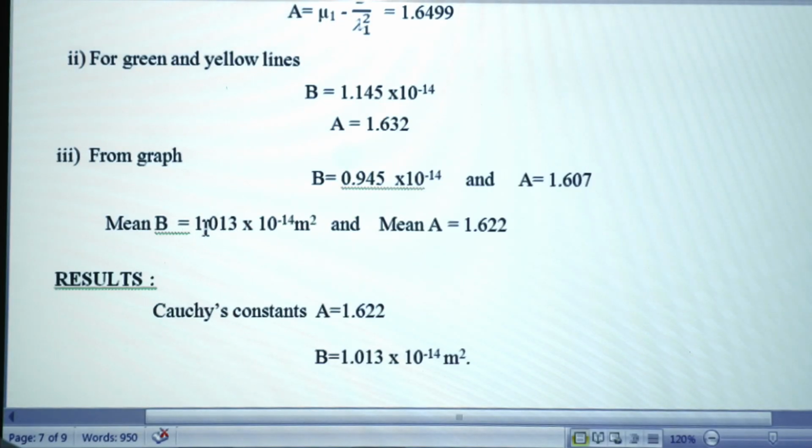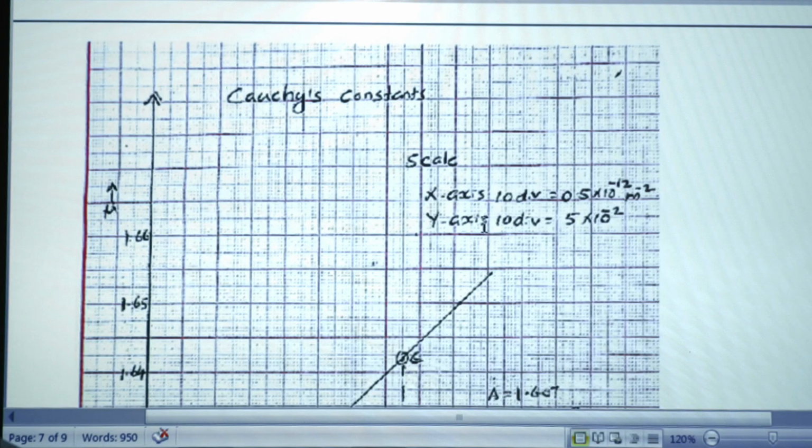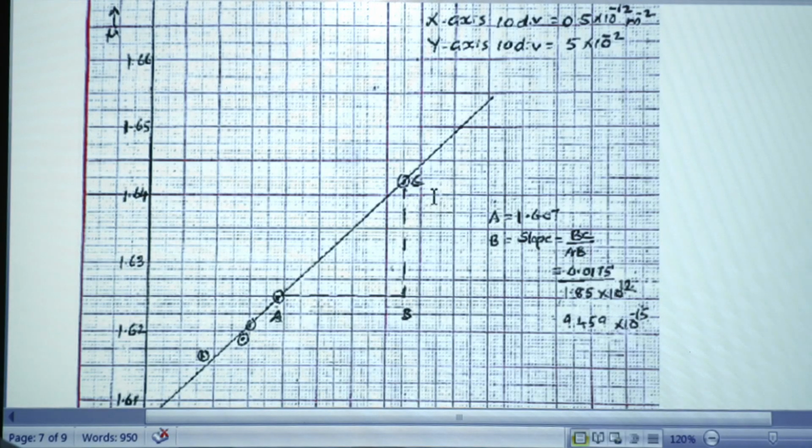Similarly, from the graph also we obtain the value of B. B is the slope of the graph and A is the y-intercept. The graph is plotted. Now, here is the sample graph.